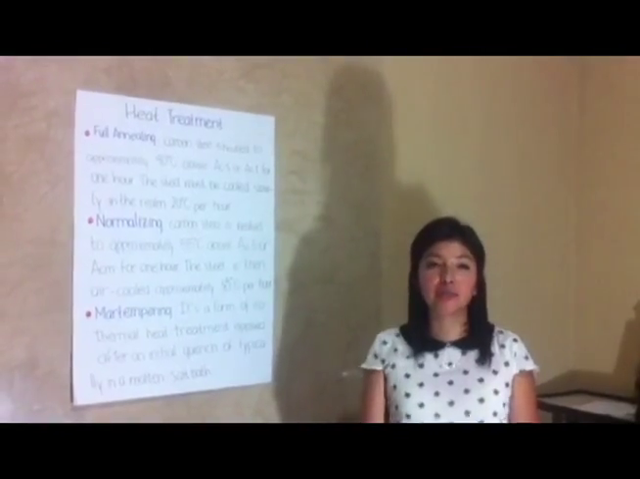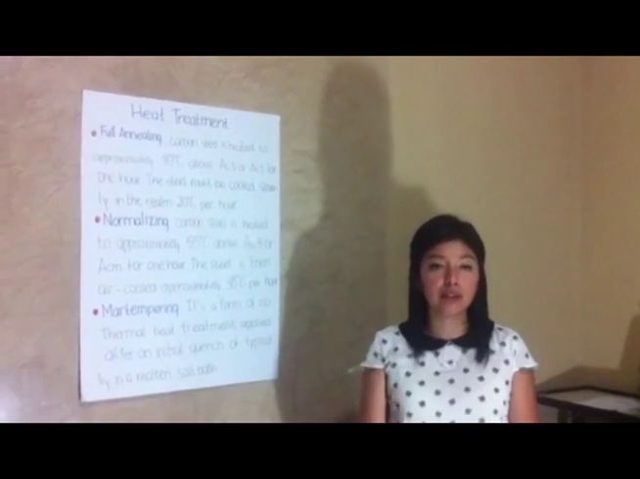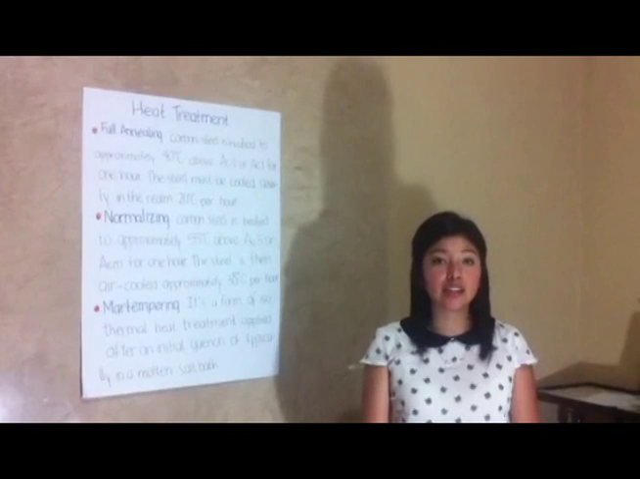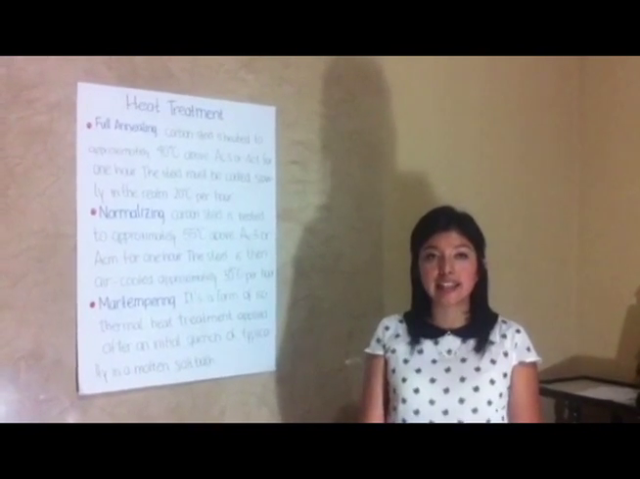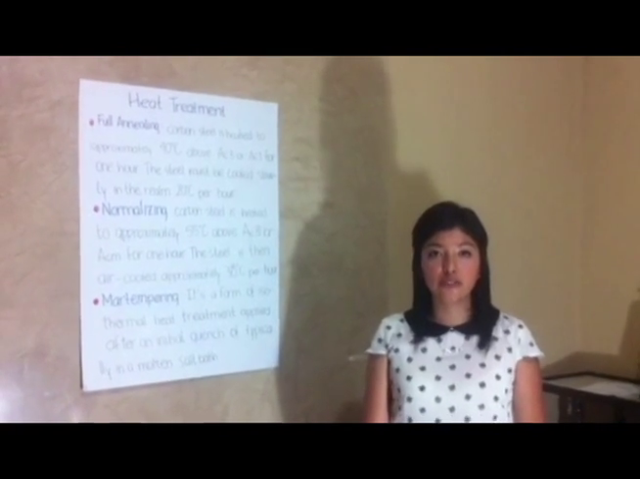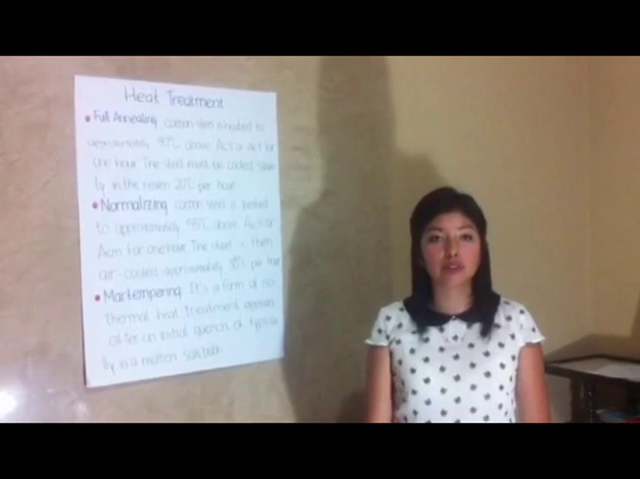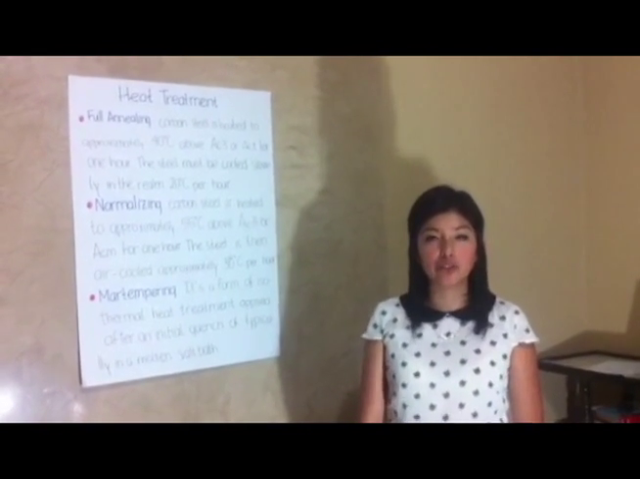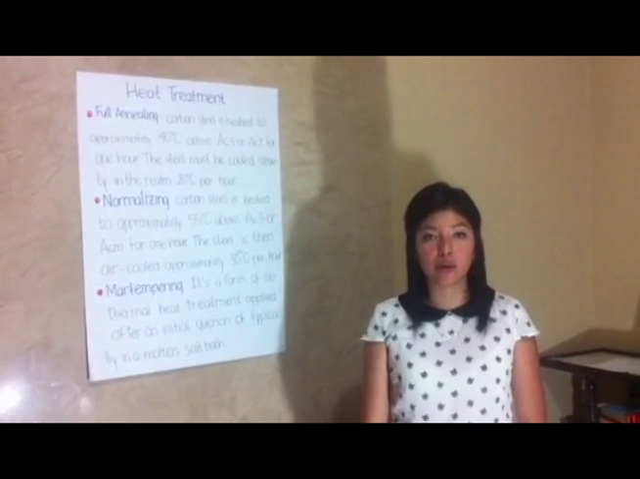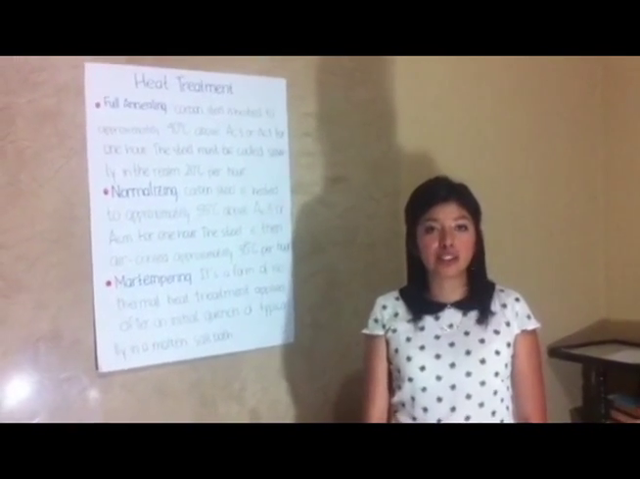Heat treatment in carbon steel. Full annealing. Carbon steel is heated to approximately 40 degrees Celsius above AC3 or AC1 for 1 hour. This ensures all the ferrite transforms into austenite.